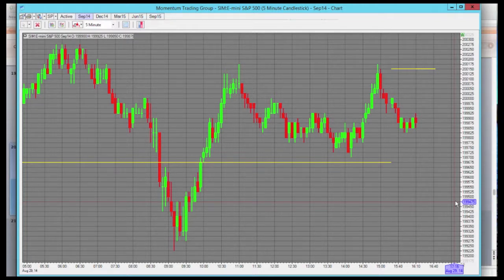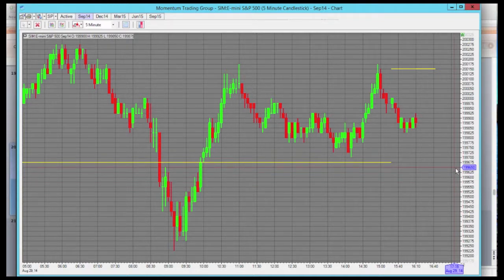You make $12.50 a tick. So from 1995 to 1995.25 is $12.50. A half a point is $25. 3/4 of a point is $37.50, and then 1 full point is $50. So that just gives you a reference point of how they work.